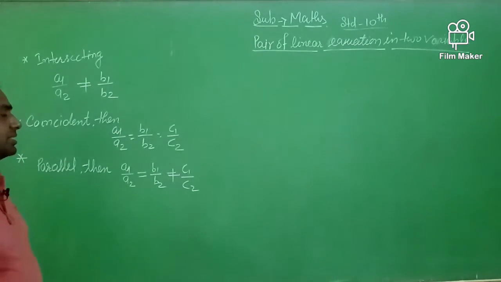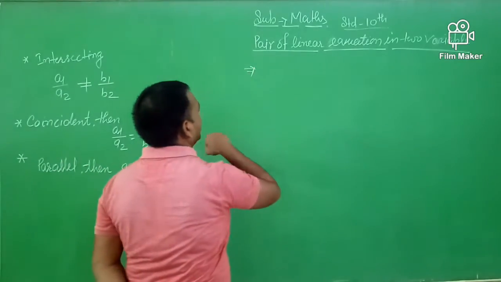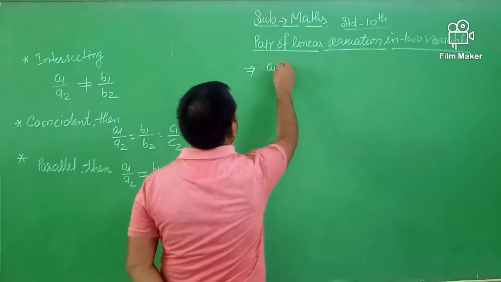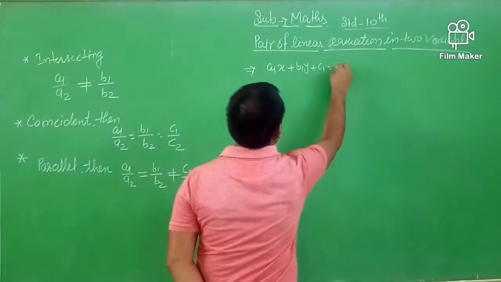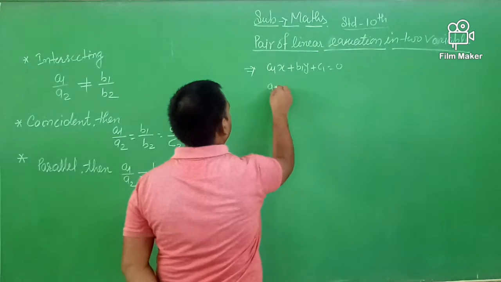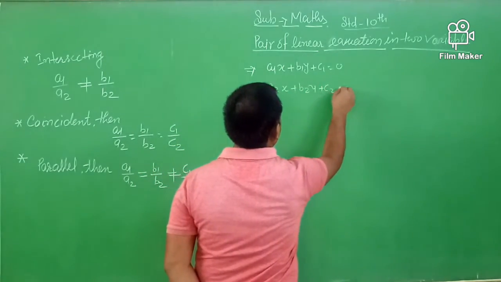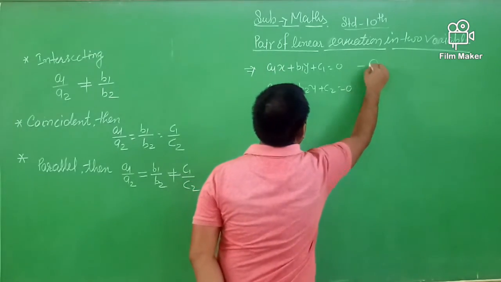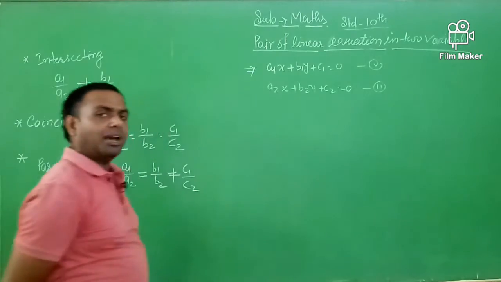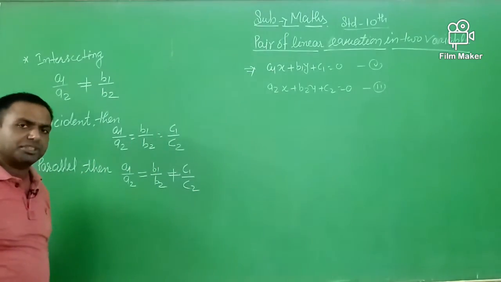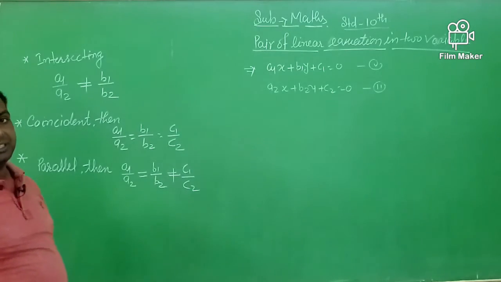Suppose the standard pair of linear equations in standard form is a1x plus b1y plus c1 equals 0, and the other is a2x plus b2y plus c2 equals 0. So it is equation number 1 and equation number 2. Suppose you have two equations, and in that situation you want to find which type of solution you can find.